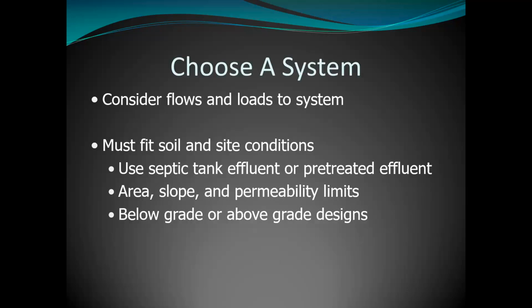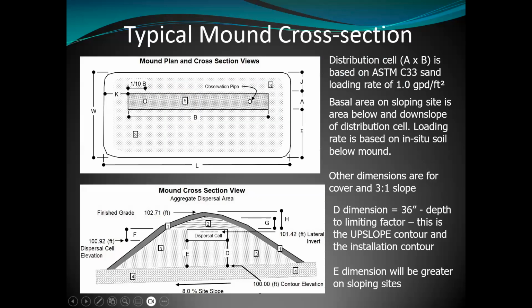So once we have that, we choose the system, consider our loads and flows, determine what kind of systems are out there. Obviously, if you have less than 36 inches, we're going to be a mound. 36 or more, you might be able to get an at grade. And then if you have enough room to fit everything in the ground, like 60 inches or more, we could do a conventional. So septic tank effluent or pre-treated effluent, area, slope, permeability limits, whether it's a below grade or above grade design. And this looks at like a mound cross section.